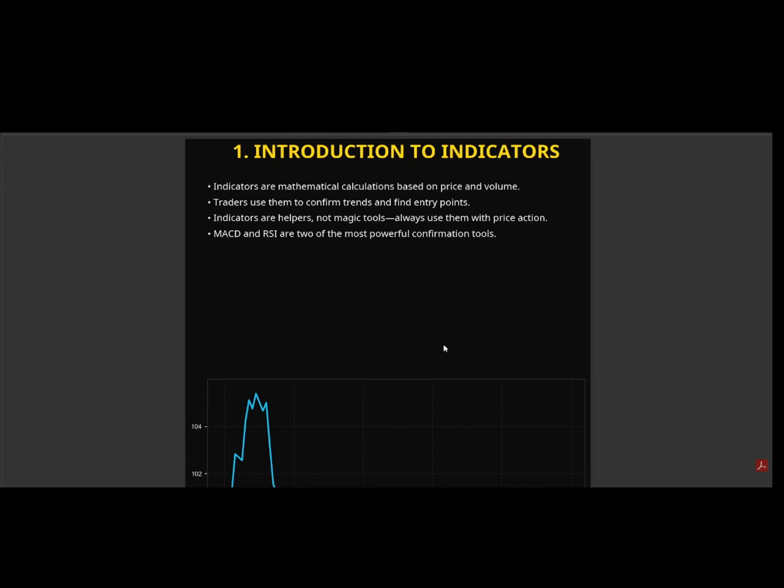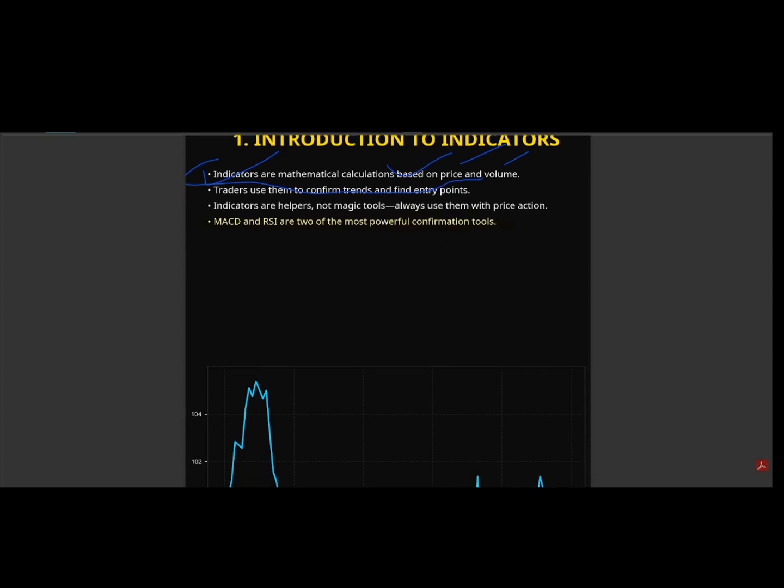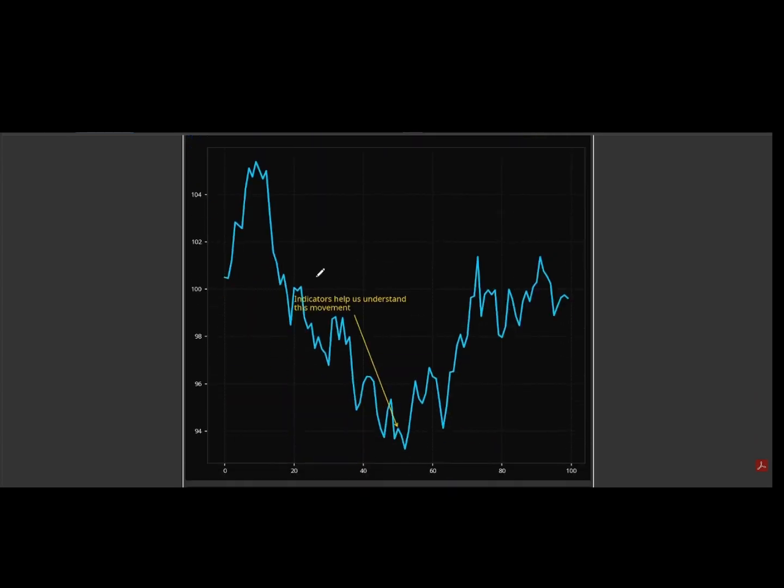So, starting off with what are indicators? First thing, indicators are mathematical calculations based on price and volume. And the next thing about indicators: MACD and RSI are two of the most powerful confirmation tools, and both are indicators. You can apply an indicator by going into TradingView. After you get into TradingView, you can hop onto the indicator section and add both of these, RSI and MACD. Now both of these work differently.